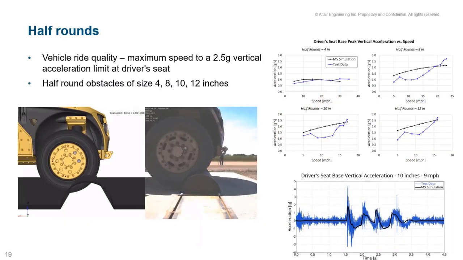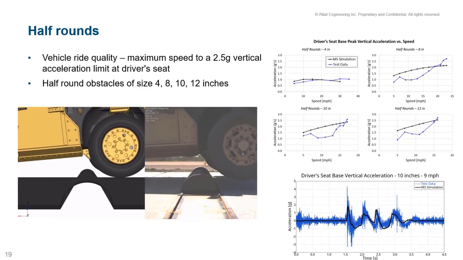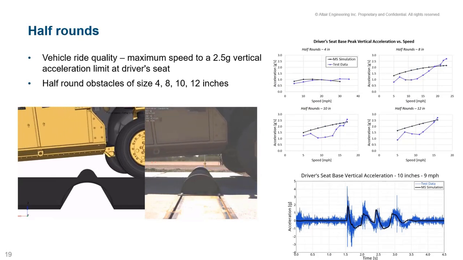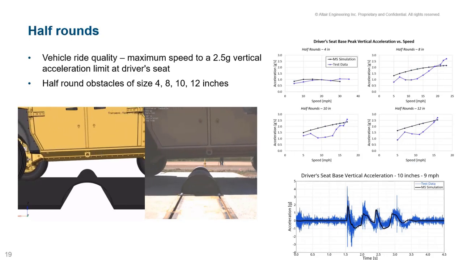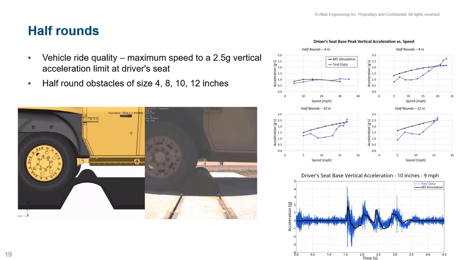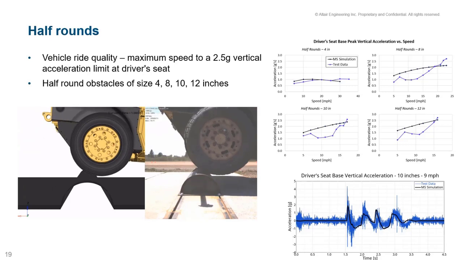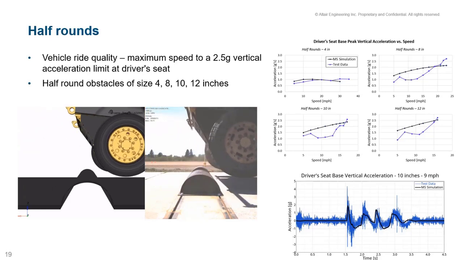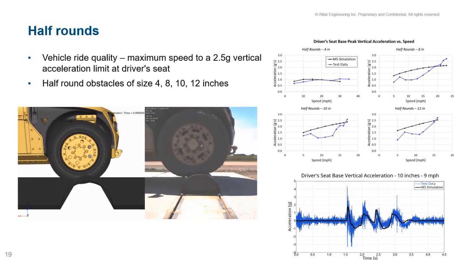Then we had the half round event. The half round was executed to verify the ride quality of the vehicle. This was done by assessing the vertical acceleration at the driver's seat. So different speeds were performed on the 4, 8, 10, and 12 inch half rounds. And the ride quality was verified by the 2.5 G's acceleration at the driver's seat.